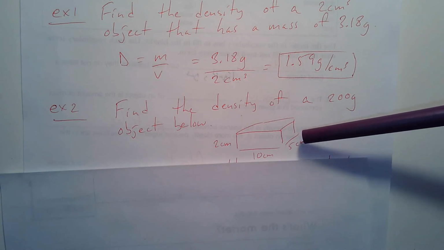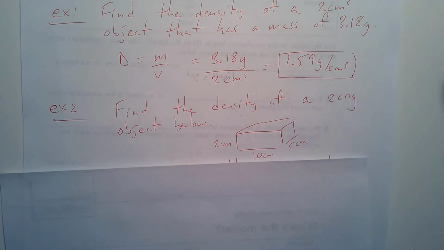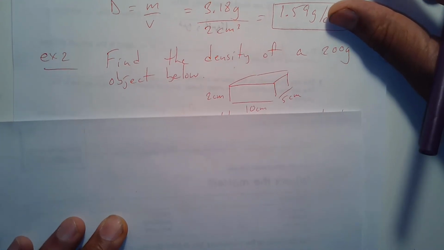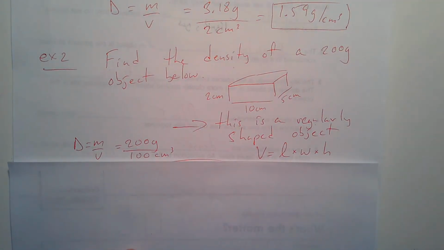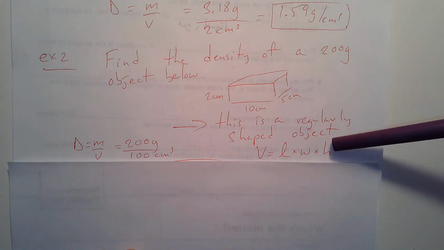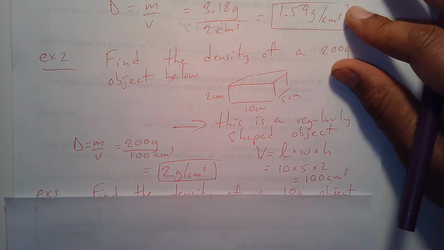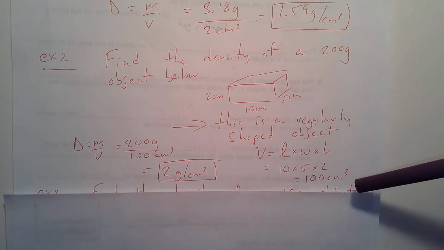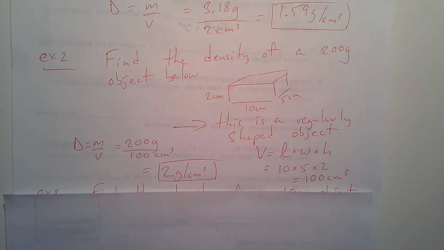Now the volume's not given to us, but we have to calculate the volume. If you remember your shapes, volume is equal to length times width times height. So you find the volume that way, which is going to give you 100 centimeters cubed, and then the mass is given to you, and so you divide that and you get 2 grams per centimeter cubed.